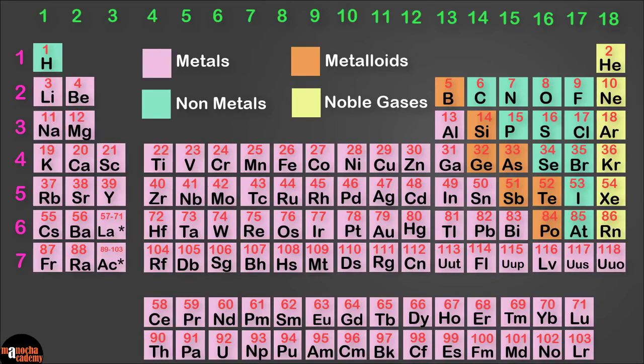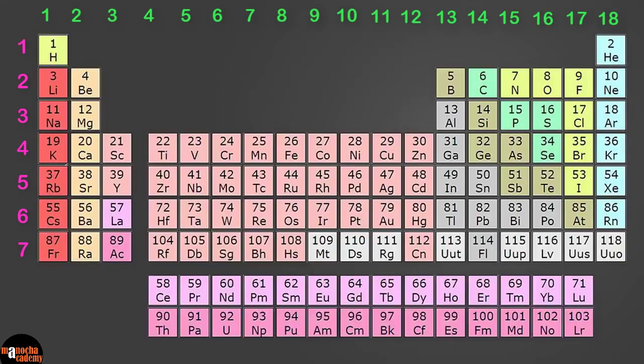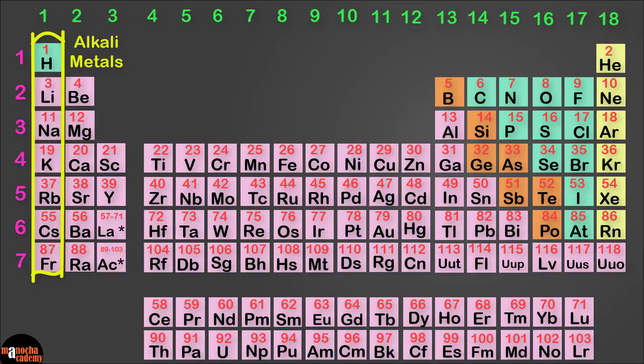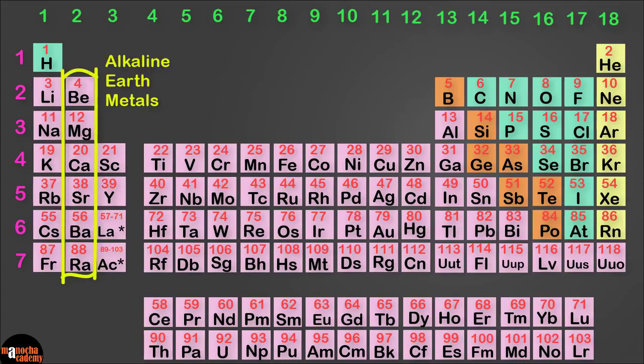But you might have seen some other periodic tables which have more colors and some different colors in different groups, like this picture here. So let's go ahead and take a look at some of these groups because they have some special names. The group 1 elements are called alkali metals because these form strong alkalis with water. The group 2 elements are called alkaline earth metals because they form weaker alkalis as compared to the previous group.